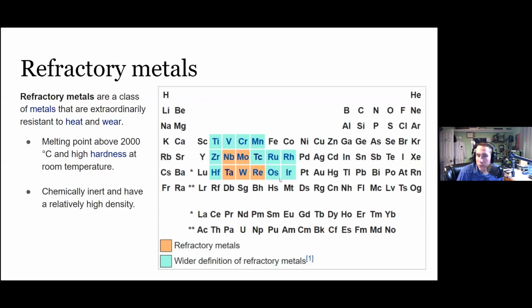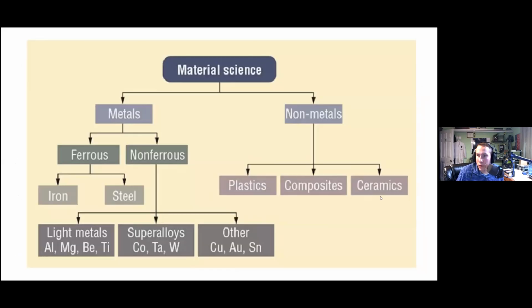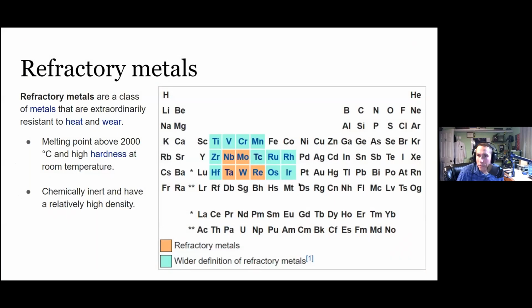Then there's non-metals, which can be used to make plastics, composites, and ceramics, including what are called refractories, like fire bricks. The word refractory means it can withstand really high temperatures, like fire brick, and that's where refractory metals get their name. That's a section of these transition metals on the periodic table which have a really high melting point above 2000 Celsius and a really high hardness at room temperature. They're chemically inert and have a relatively high density.